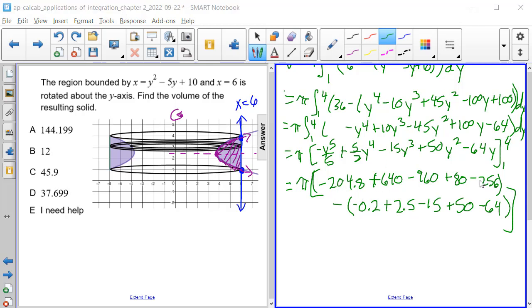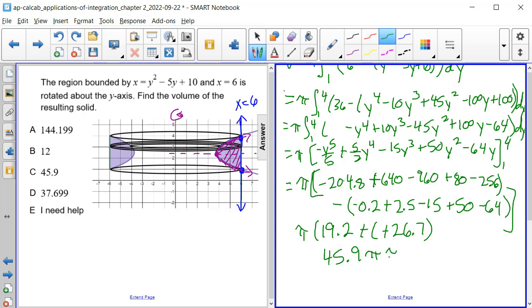And when we evaluate the first set of parentheses in a calculator, we'll have 19 and 2/10 minus negative 26 and 7/10, and minus the negative becomes plus positive. So we'll have 45 and 9/10 times pi, which is approximately equal to 144.199, or answer choice A.